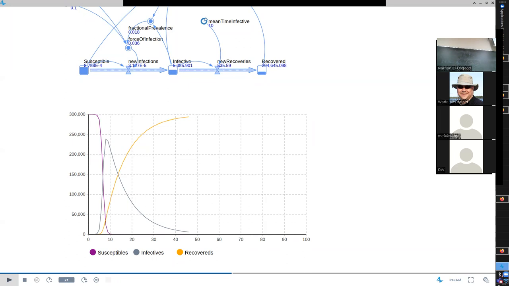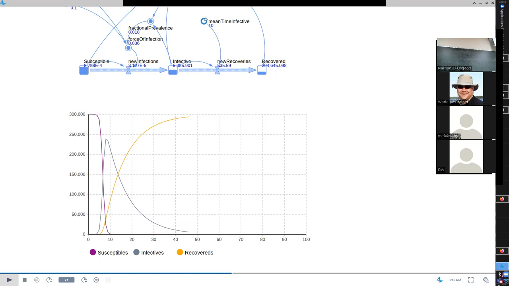What, for example, is changing when infectives is no longer changing at the peak, but something is still changing? Well, susceptibles is still going down, right? Why is susceptible still going down?